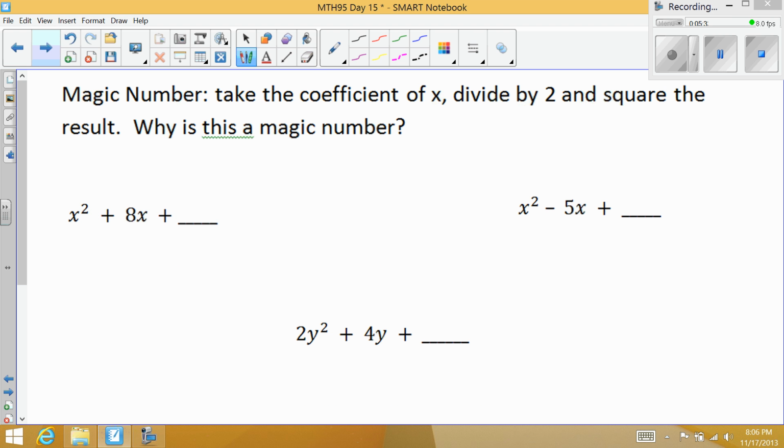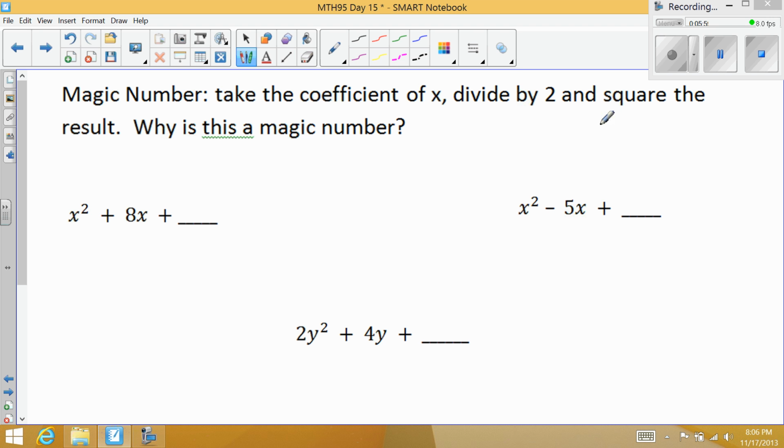So in order to complete the square, we're going to need a magic number. The magic number is going to be different for every problem, but the process for finding it is the same. With the magic number, we take the coefficient of x, divide it by 2, and square the result. Why is this a magic number? The magic number is going to give us a quadratic that we can factor into a perfect square.